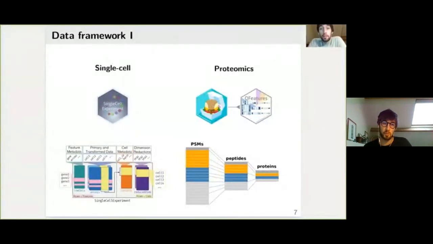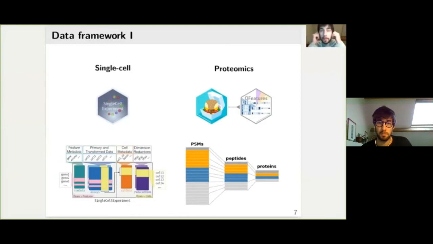So the different levels of information are stored in separate objects, and the relationships between the rows are preserved. Here, for instance, different PSMs can be mapped to a single peptide, and then several peptides can be part of the same protein.